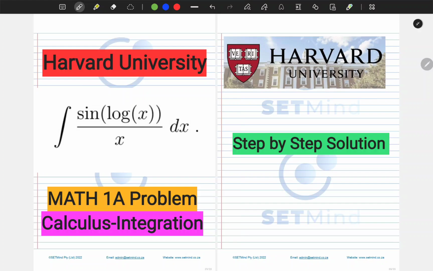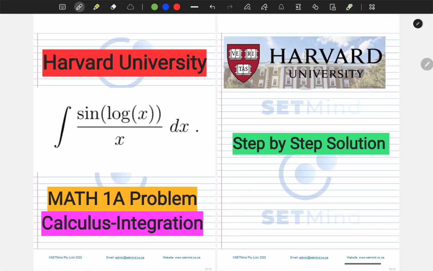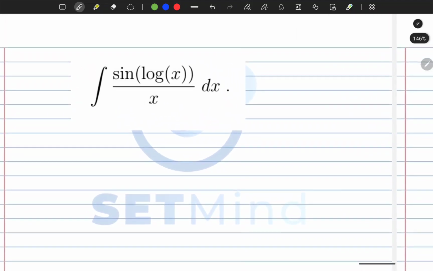In this edition, we're going to be looking at a very interesting calculus, to be specific, integration problem. This is from Harvard University for a course called Math 1A. And this problem is very interesting because you have sine of a logarithmic function divided by x dx. So let's go ahead and deal with this problem and hopefully you will understand the solution.